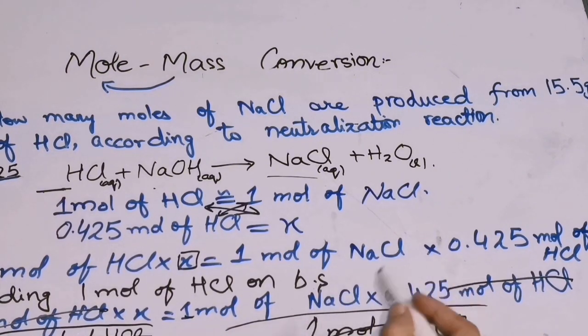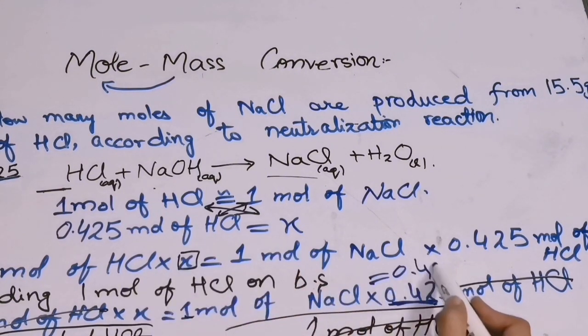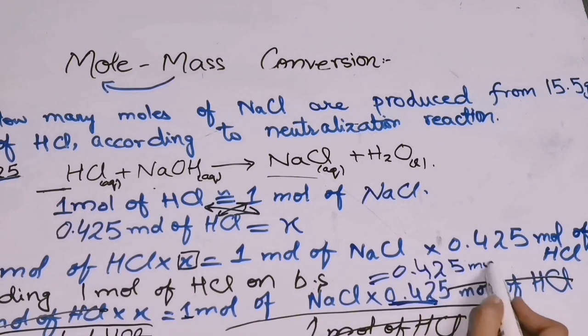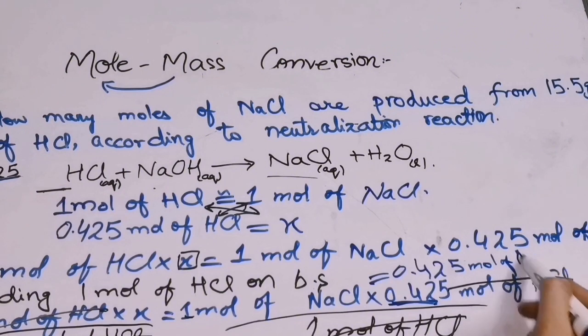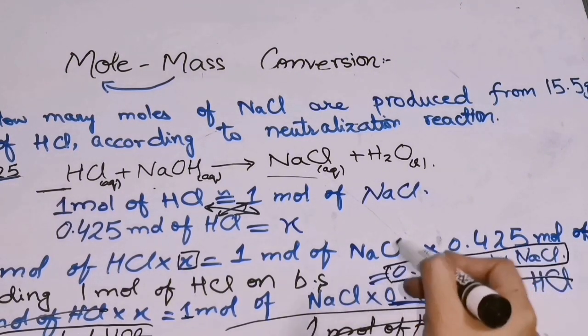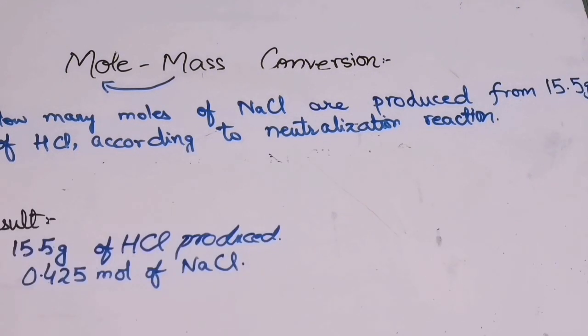When you multiply you will get the answer. I will rewrite over here 0.425 mole of NaCl, answer. 15.5 gram of HCl produced 0.425 mole of NaCl. I hope you all understood this example as well.